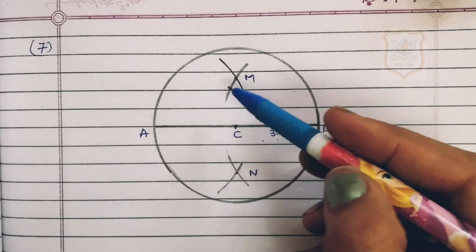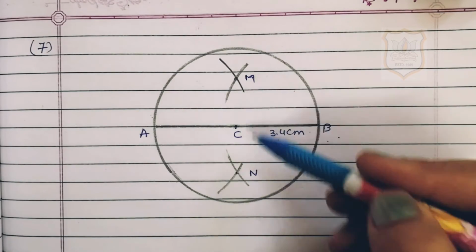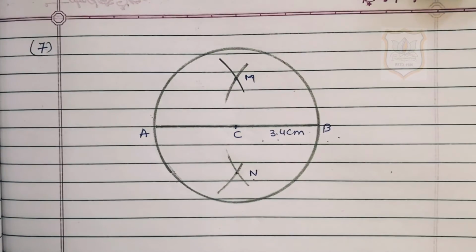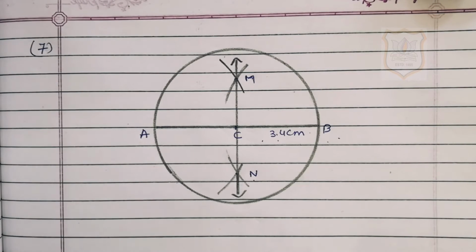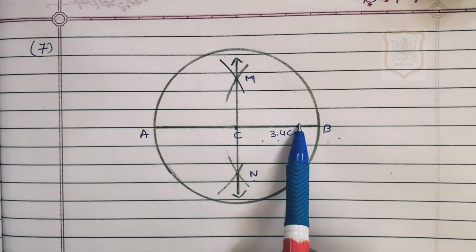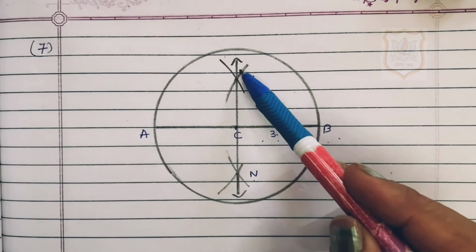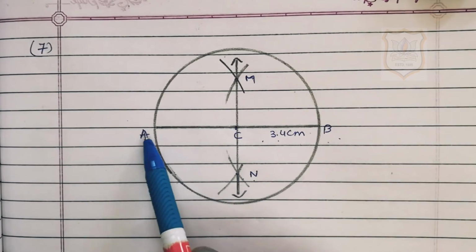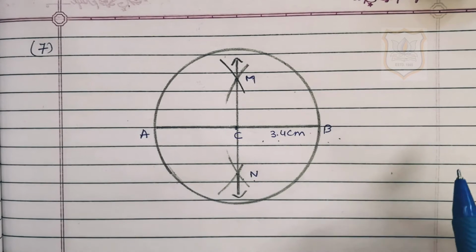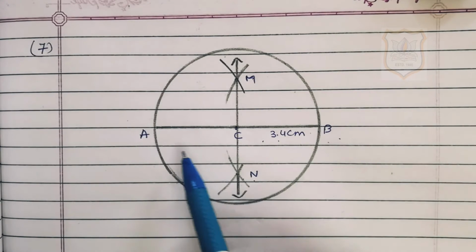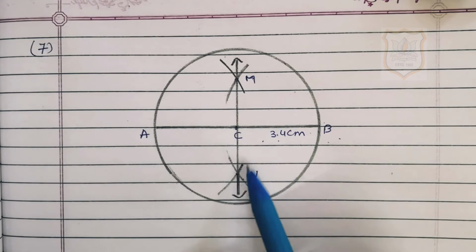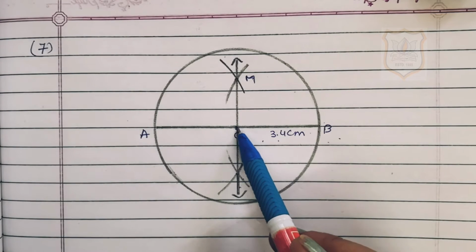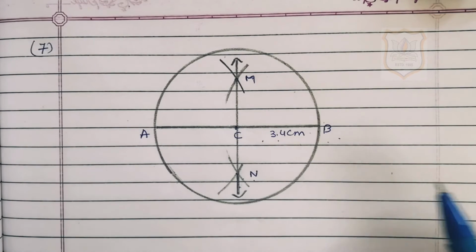Now we have to join these 2 points M and N, with the help of a ruler. So in this way, students, we have constructed the perpendicular bisector of AB. Now we can say that line MN is the perpendicular bisector of AB. We observe that the perpendicular bisector of AB, that is line MN, passes through the center C of the circle.